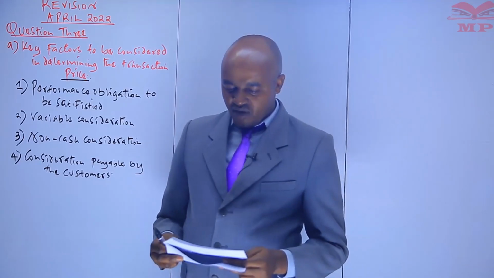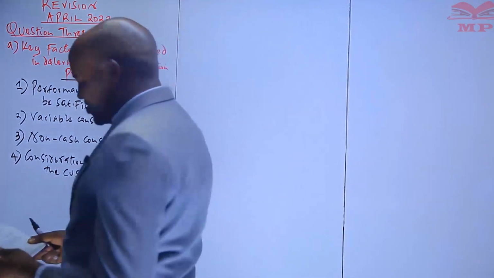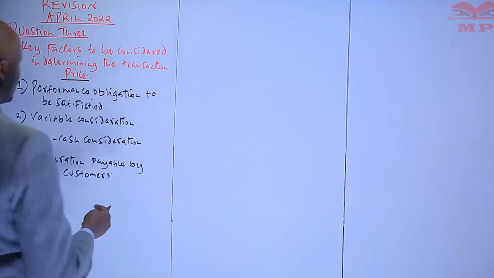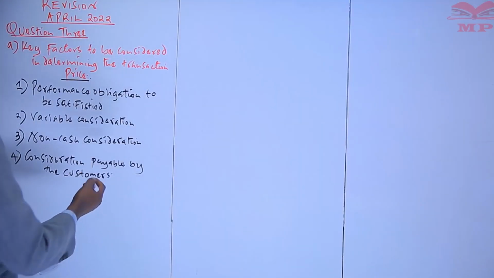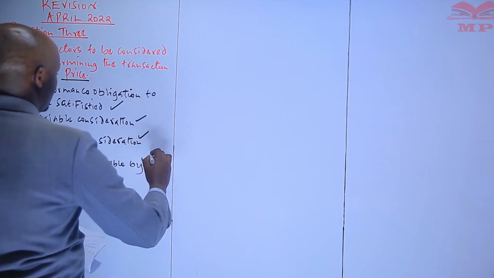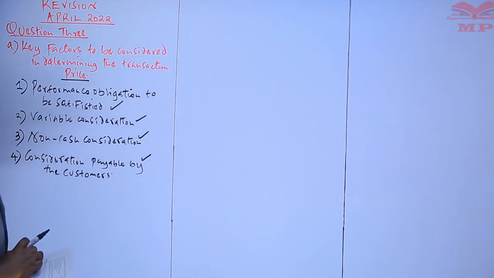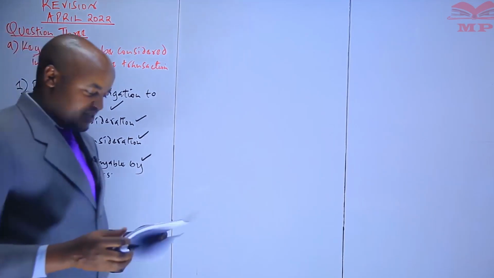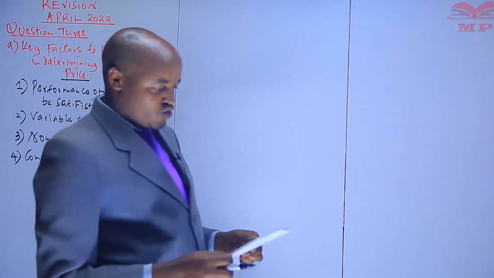So therefore, what the examiner here was requiring is that you highlight at least two factors which will need to be considered by the company in arriving at that transaction price. And basically for each, you get 2 marks.